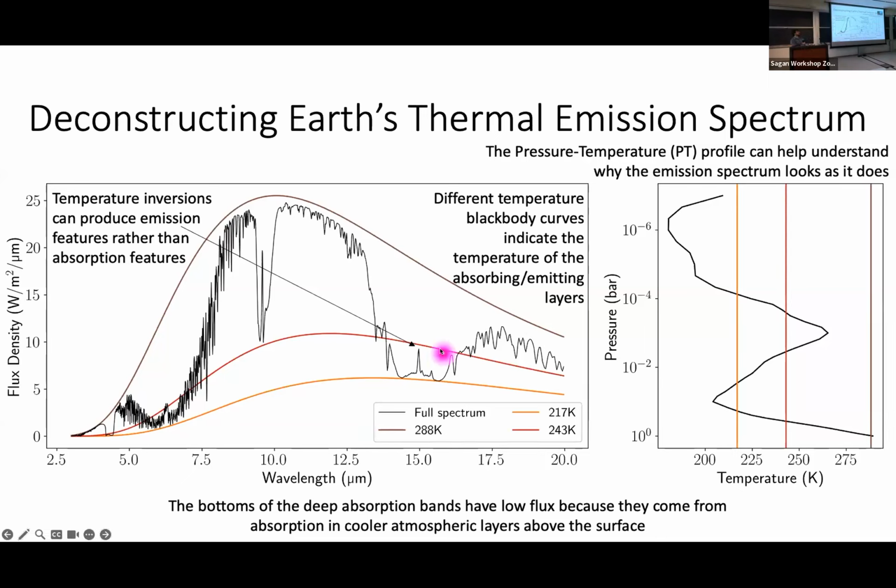We also see ozone or CO2 in emission at 15 microns because this ridiculously strong core of the 15 micron bands is so optically thick that the emission is coming from the hot stratosphere. And so in this way, we can sort of deconstruct a thermal emission spectrum and retrieve a temperature pressure profile from sufficiently precise measurements of planetary thermal emission.